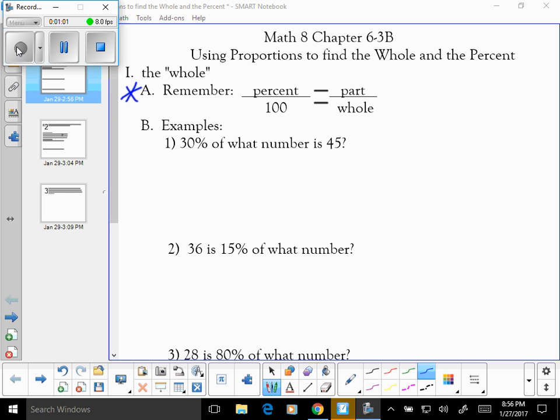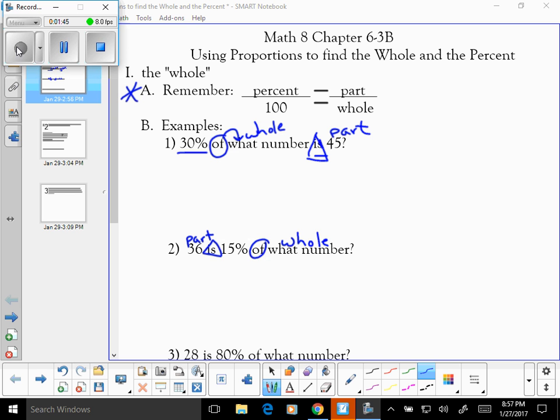Now, if we look at example 1, obviously this has to be the percent because there's a percent sign there. This "of" means the whole is coming next. This word "is" tells us the part is coming next. Now you got to be careful, which we'll point out in example 2. Look down there right away. Notice that here we start with the "is," so this is the part. Here's the "of," so this is the whole.